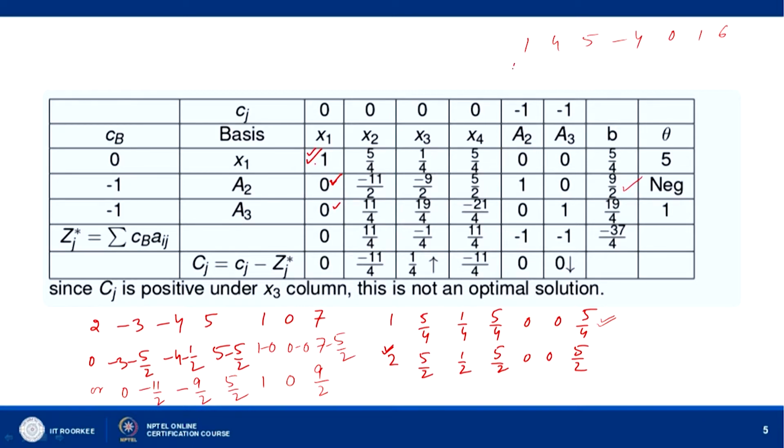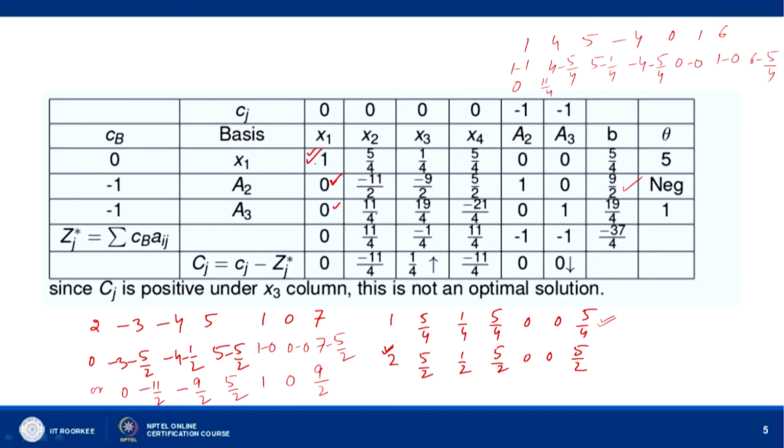Okay. So, 1 minus 1, 4 minus 5 by 4, then we get 5 minus 1 by 4, then we get minus 4 minus 5 by 4, then we get 0 minus 0, 1 minus 0, 6 minus 5 by 4, and what we will get here? 0, and this will be 16 minus 5. So, we get 11 by 4. Okay.